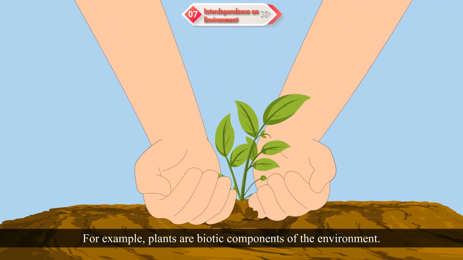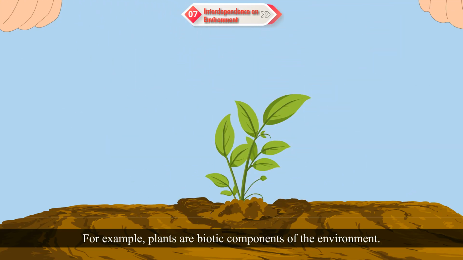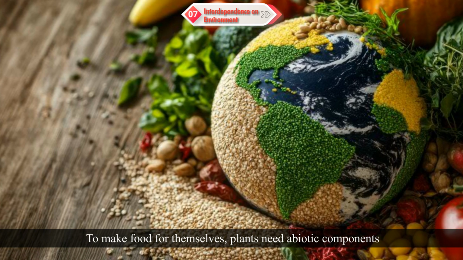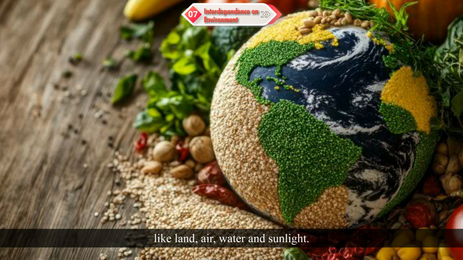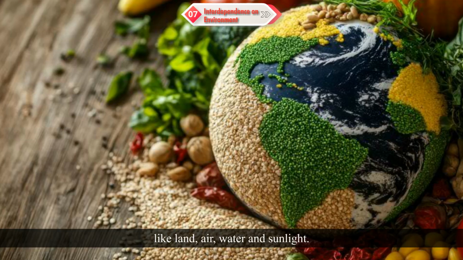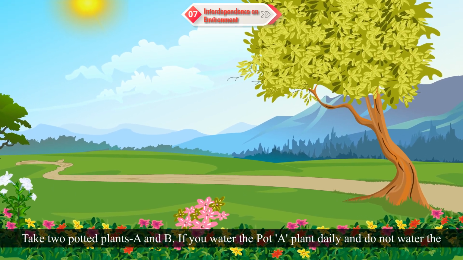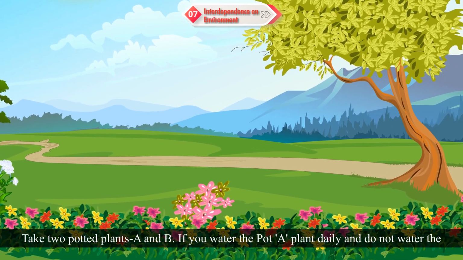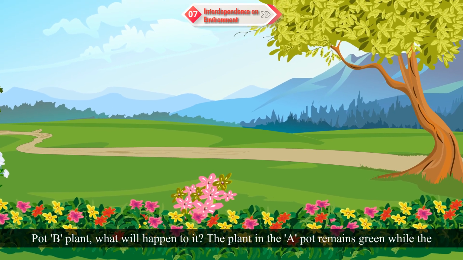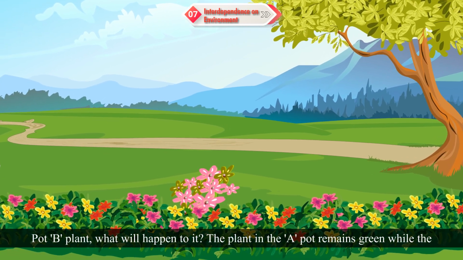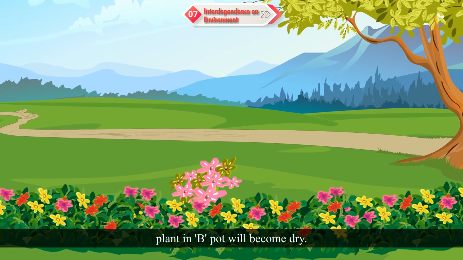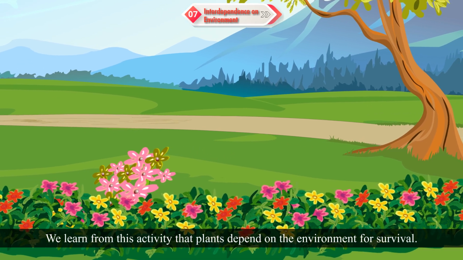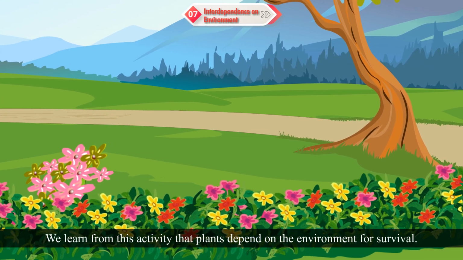For example, plants are biotic components of the environment. To make food for themselves, plants need abiotic components like land, air, water, and sunlight. Take two potted plants A and B. If you water potted plant A daily and do not water potted plant B, what will happen to it? The plant in the A pot remains green, while the plant in the B pot will become dry. We learn from this activity that plants depend on the environment for survival.